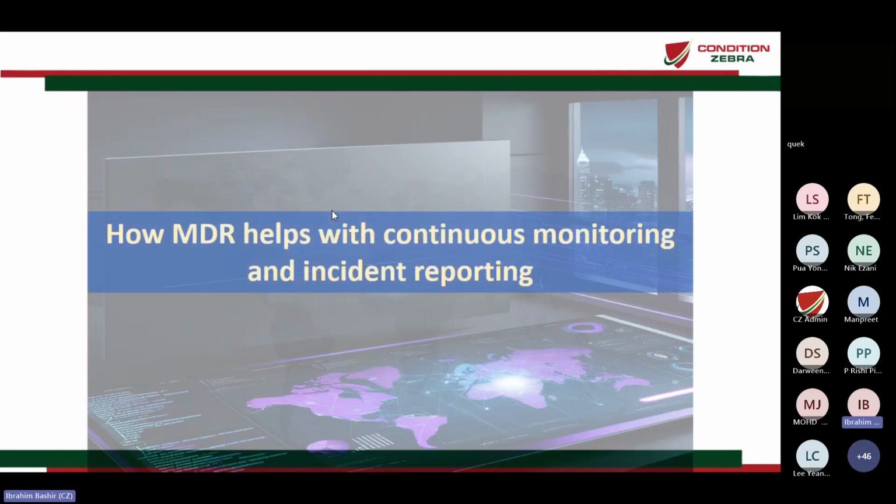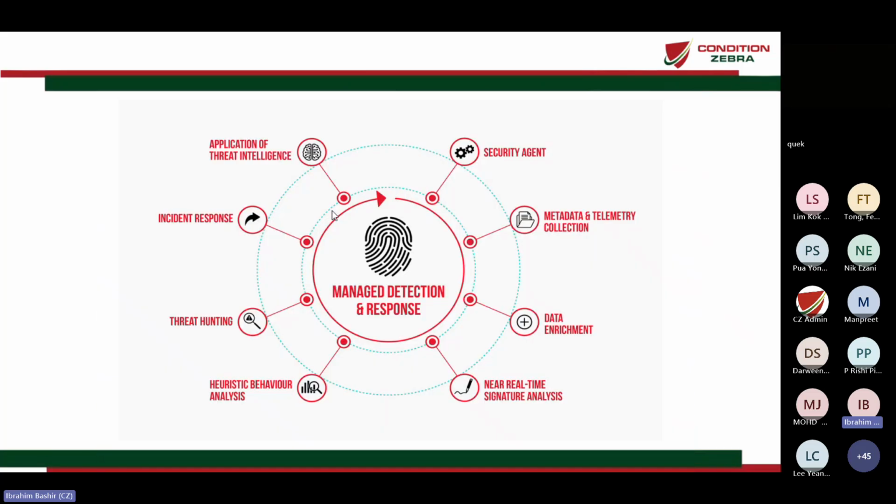So another solution that you can consider is MDR. This is one of the solutions that we offer at Condition Zero to help you meet these necessary regulatory compliances. MDR is the managed detection and response solution. It is a 24 hours, 7 days a week service that monitors your environment for any potential cyber threat and also has the capability to respond on your behalf.